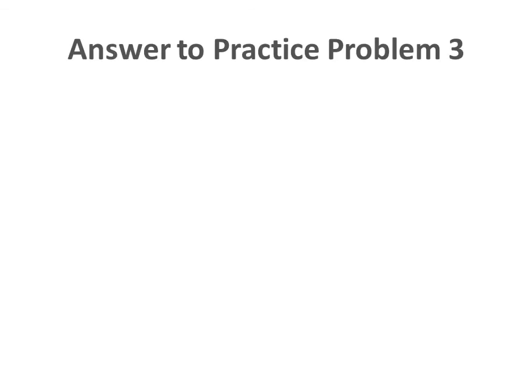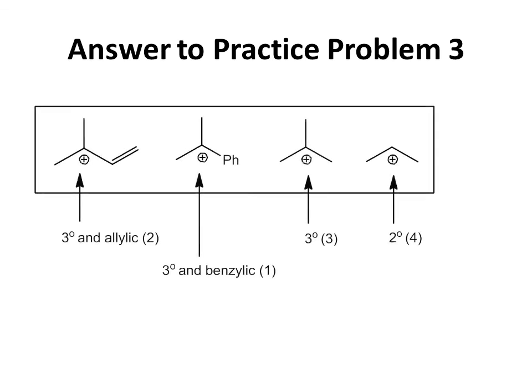Answer to practice problem 3. If you look at the first carbocation, it's tertiary. There are 3 carbons connected to the carbocation plus charge, and there's an adjacent carbon-carbon double bond. So that's tertiary and allylic. That seems pretty good. However, the one next to it is tertiary and benzylic.